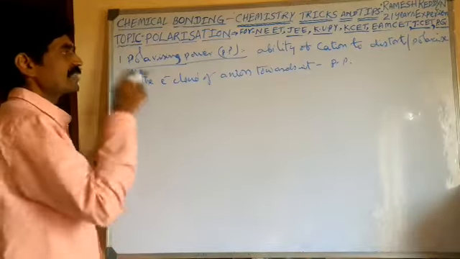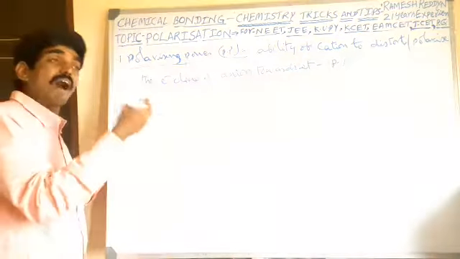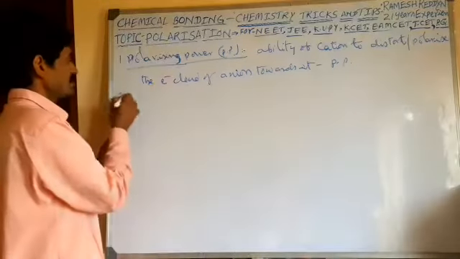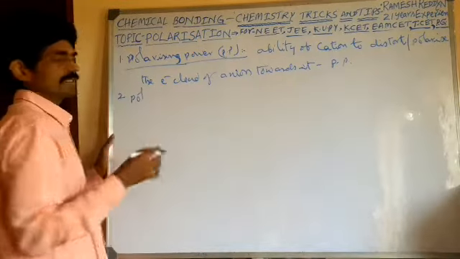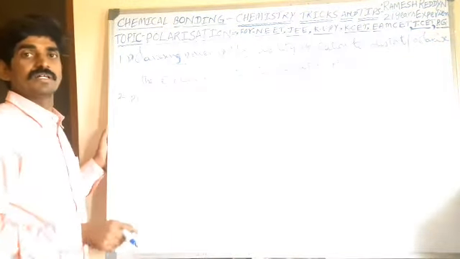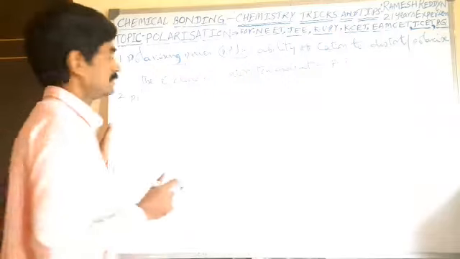It is the ability of a cation to distort the electron cloud of a large-sized anion towards it. Next, the second one is polarizability. Students, polarizing power is related to the cation.